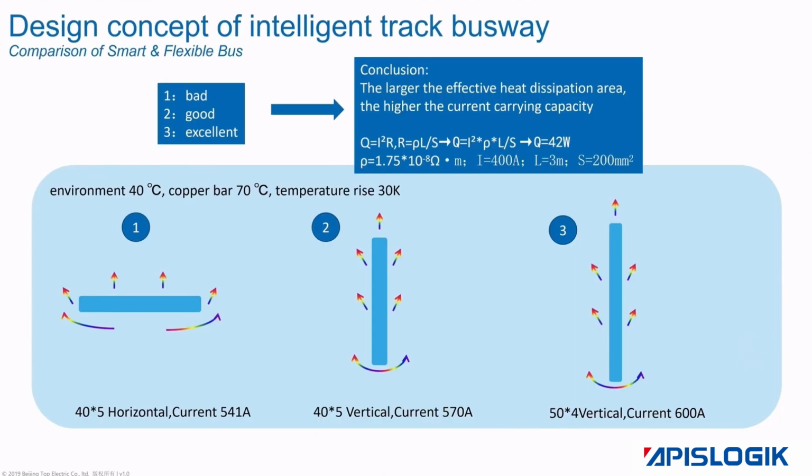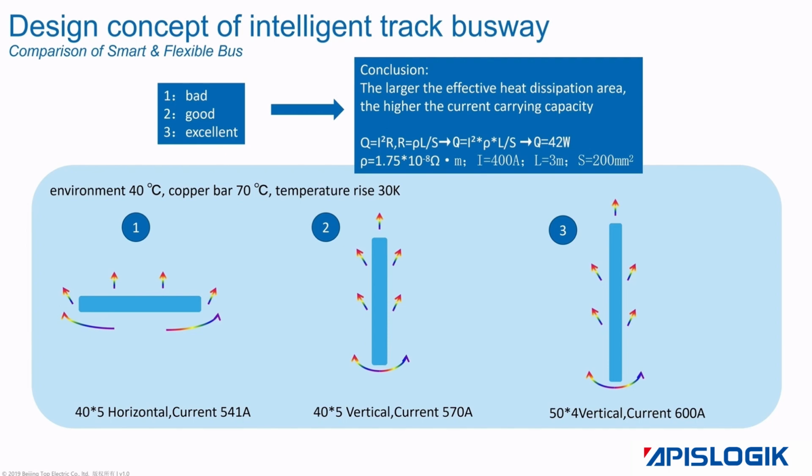There are 3 ways of heat transfer: heat conduction, heat convection, and heat radiation. For the busbar, heat convection and heat radiation are almost negligible. Heat conduction is the main form. The performance of heat transfer mainly depends on the structure and deployment method. As shown in the figure, 3 different deployment methods of copper bars have different heat conduction efficiency to air. Under the condition of the same cross-sectional area, the same thickness, and the same heat generation, vertical deployment can significantly increase the current carrying value.